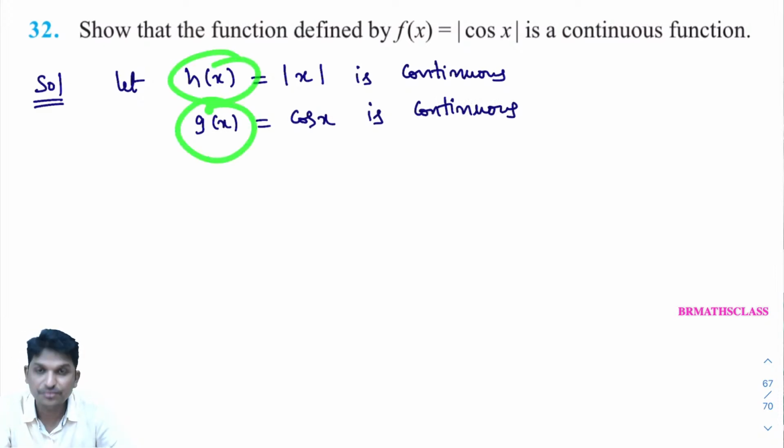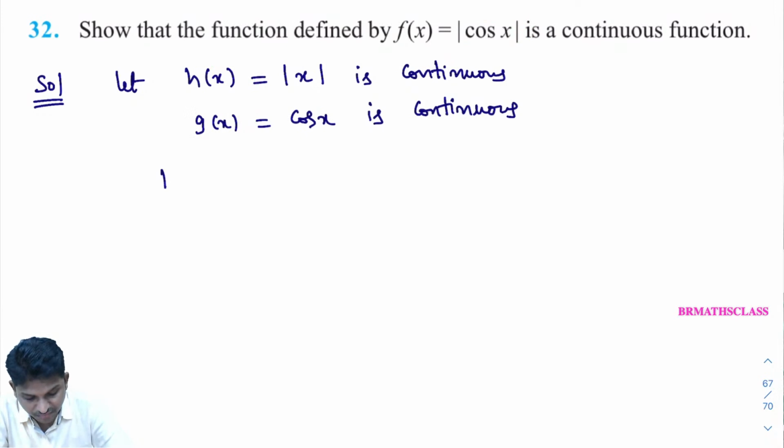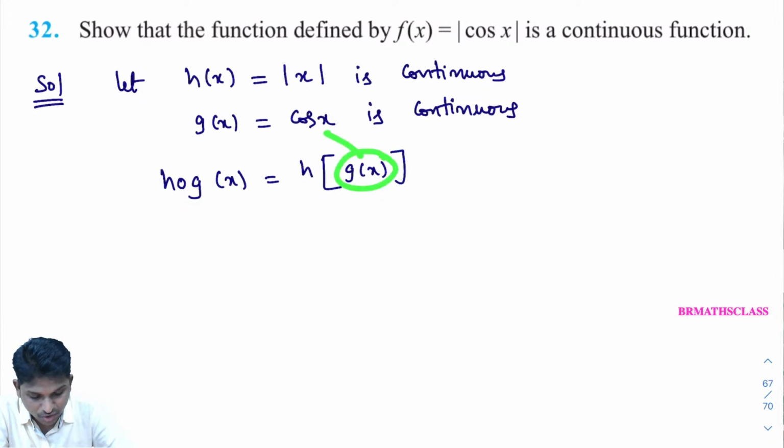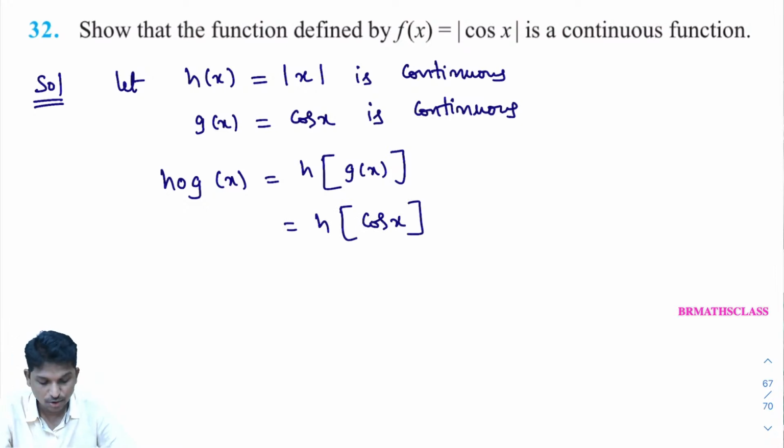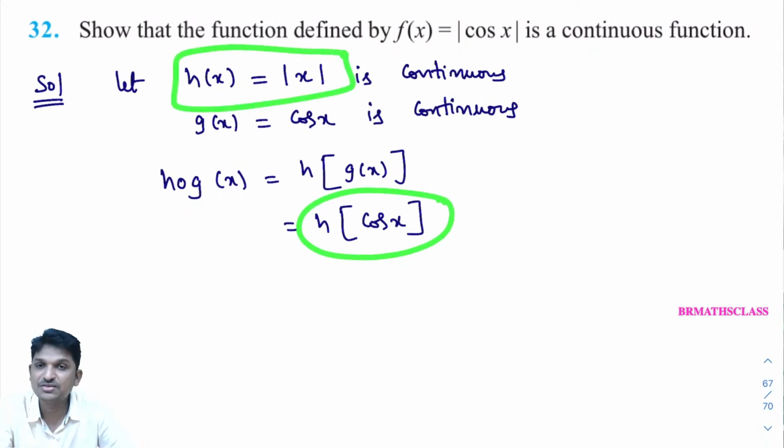After taking h of x and g of x, you calculate h circle g and g circle h. Whichever one gives you modulus of cos x, that we will consider. For example, in this problem, first I will calculate h circle g of x. From the definition of composite function, in place of this circle we can write the bracket: h of g of x. Now look here, what is g of x? g of x is cos x. So in place of g of x, I'll write cos x. I hope you understand this. Now I need to calculate h of cos x. What is h of x? h of x is mod x.